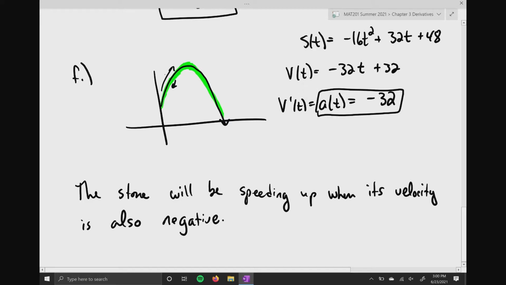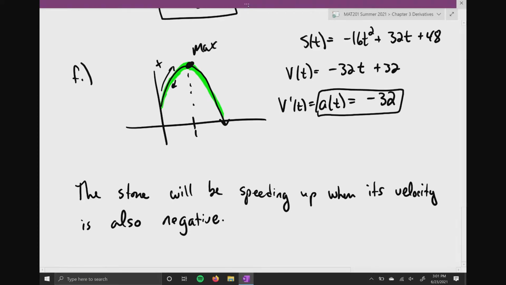The velocity from 0 to 1 second. So remember, 1 second is our max height. The velocity was positive. However, my acceleration is negative. So that means the object is slowing down.